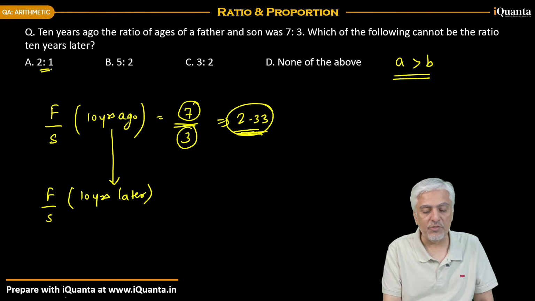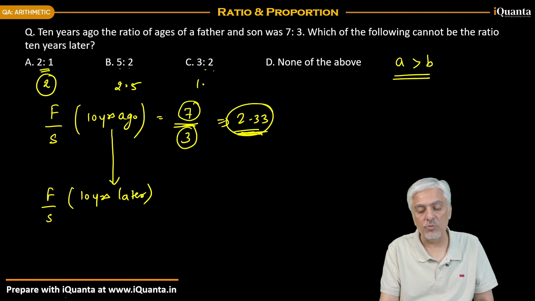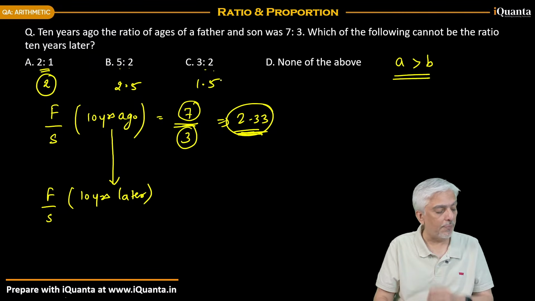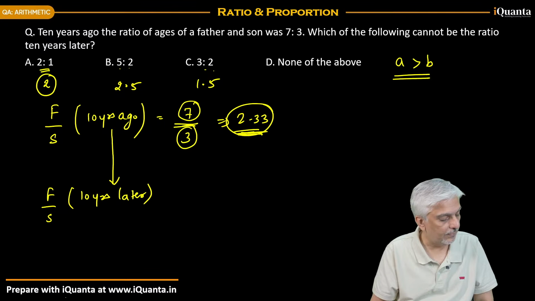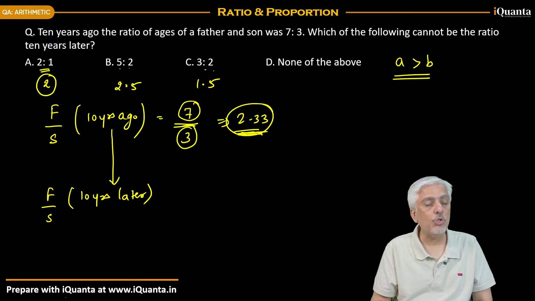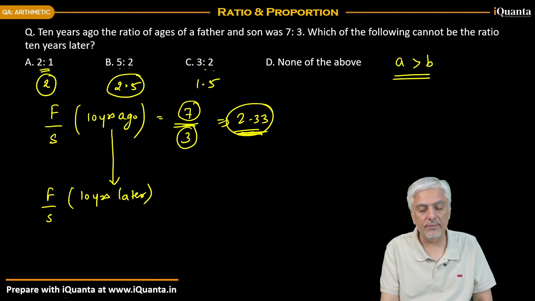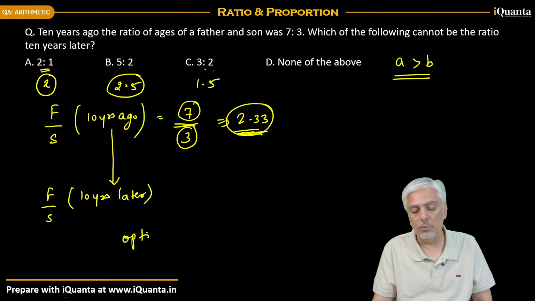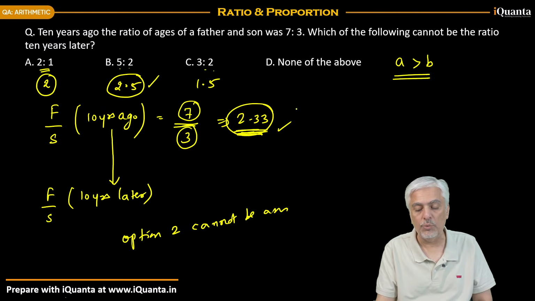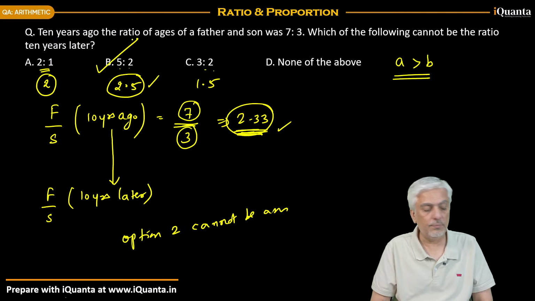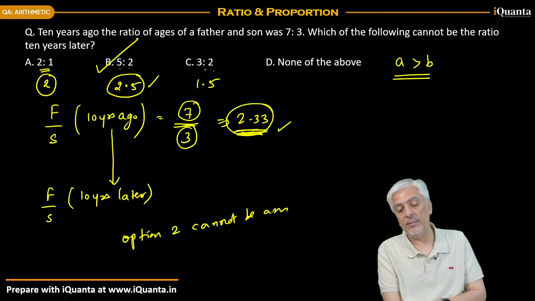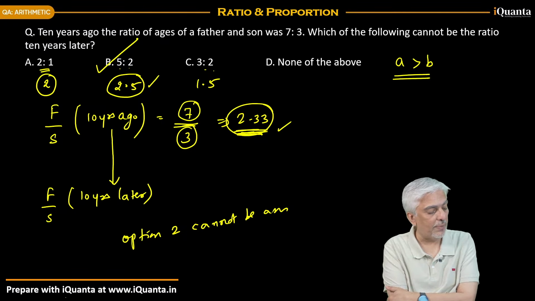If you look at the first option, 2 divided by 1 is 2 only. 5 divided by 2 is 2.5. And 3 divided by 2 is 1.5. Which of the following cannot be the answer? It has to go down. So option 2 cannot be the answer, because option 2 is more than 2.33. 2.5 is more than 2.33. So answer is option 2. Everybody clear? So this cannot be the value.